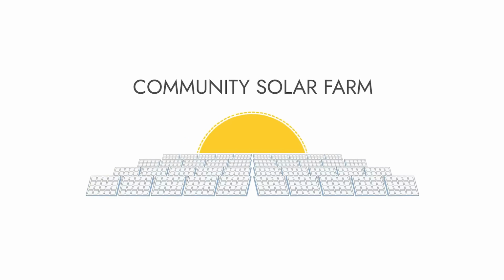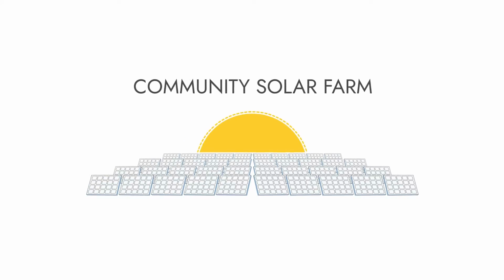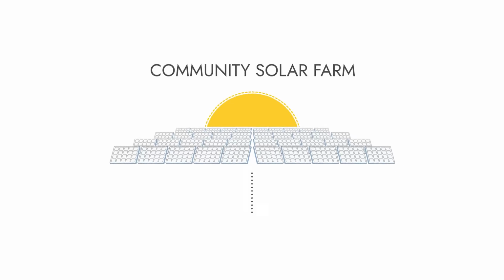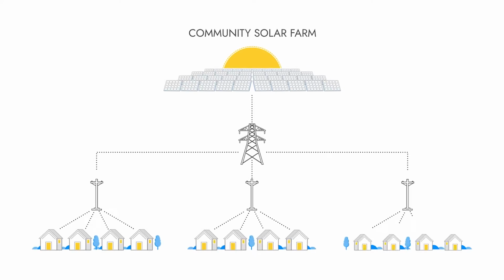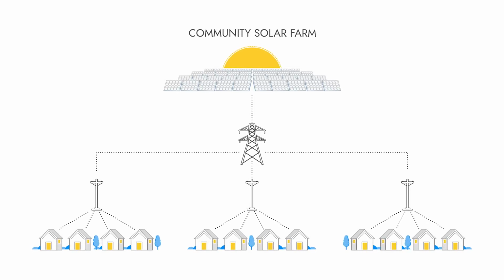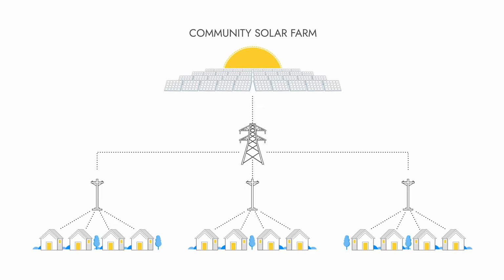Here's how it works. When you subscribe to a community solar farm, your electricity is produced in a central location. That power is sent into the existing grid, reducing our reliance on traditional brown power and making our community more sustainable. So instead of individual rooftop panels supplying a single home, we're all in it together on a larger scale.